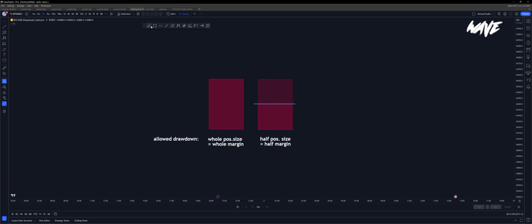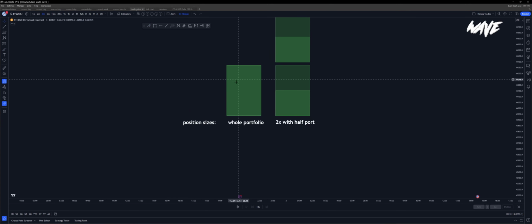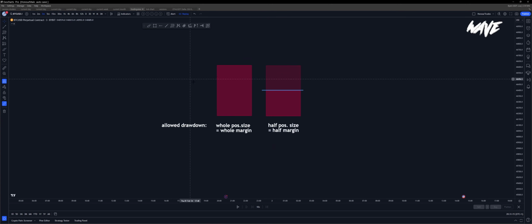So the allowed drawdown when you have your whole portfolio in, on 1x, you can lose everything and you're not kicked out. Whereas when you use only half position size and you leverage the other half, you can only be in drawdown for half the margin, so for your own part. This is the key concept that you need to keep in mind.